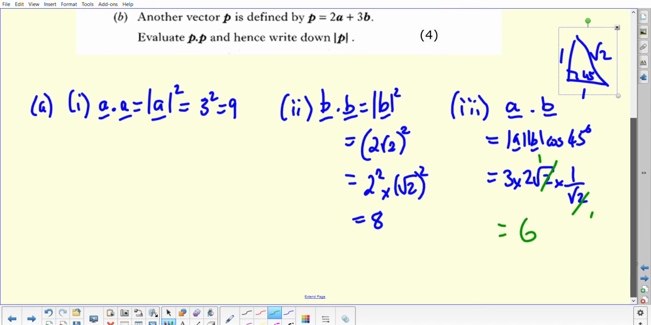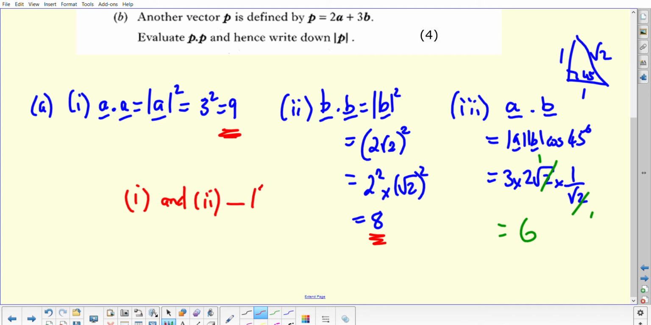Now there were only 2 marks awarded there. How you got the marks for that particular one, you got the mark for 1 and 2, so this one and this one together. Right, so 1 and 2, you needed to get both the 9 and the 8. That was the first mark. And then you had to get the third one, would be your second mark, your a dot b.